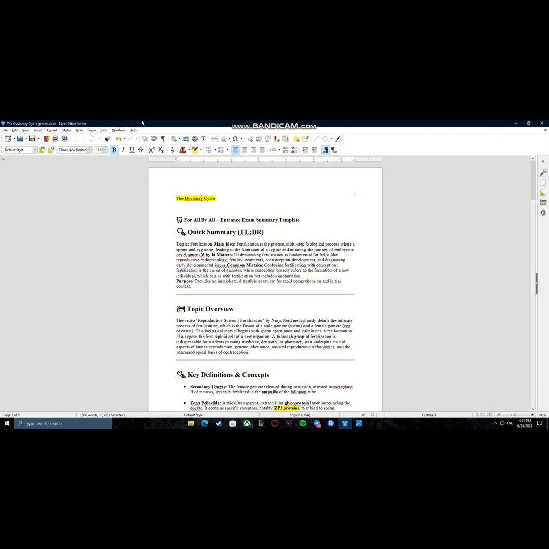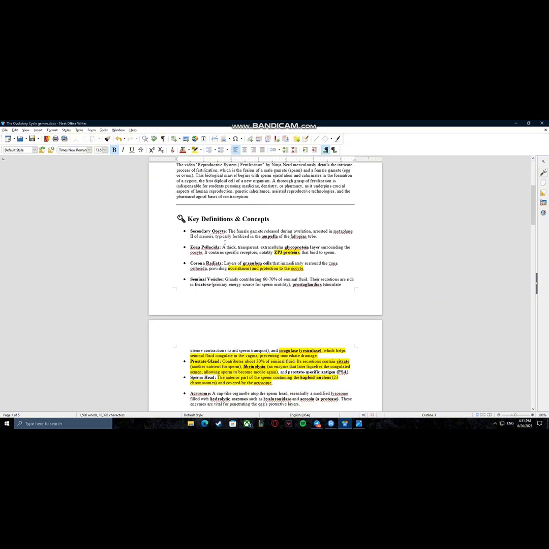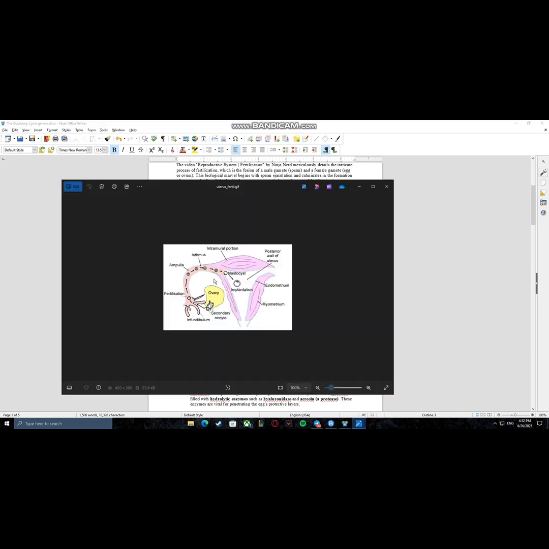I'm going to go over some key definitions and concepts, such as the secondary oocyte, which, as we mentioned before, is a female gamete that is released during ovulation. It arrests in metaphase 2 of meiosis 2, and is typically fertilized in the ampulla of the fallopian tube. Now, what is an ampulla? An ampulla is the widest part of the fallopian tube.